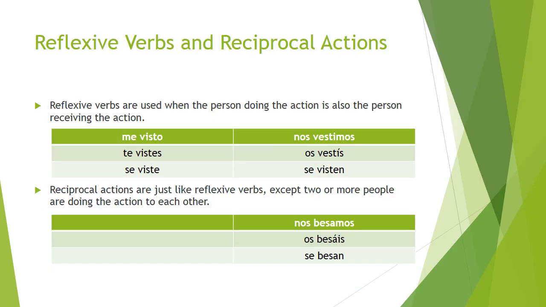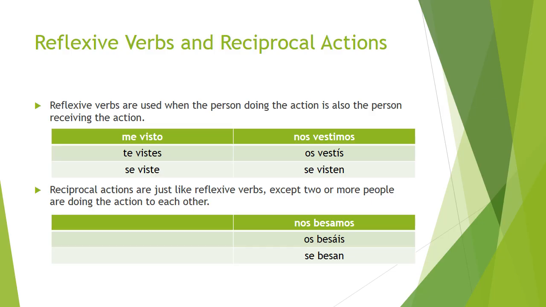Now for reflexive verbs. Reflexive verbs are used when the person doing the action is also the person receiving the action. For example, I brush my hair. Whose hair am I brushing? Mine. That makes it a reflexive verb. To conjugate a reflexive verb, you need to take the reflexive pronoun se and change it to match the subject of the sentence. Here's an example with the verb vestir. Me visto, te vistes, se viste, nos vestimos, os vestís, y se visten.